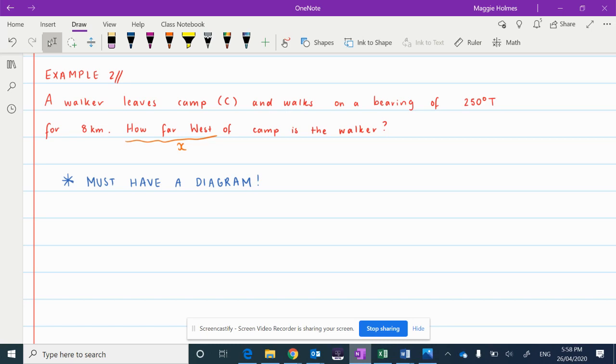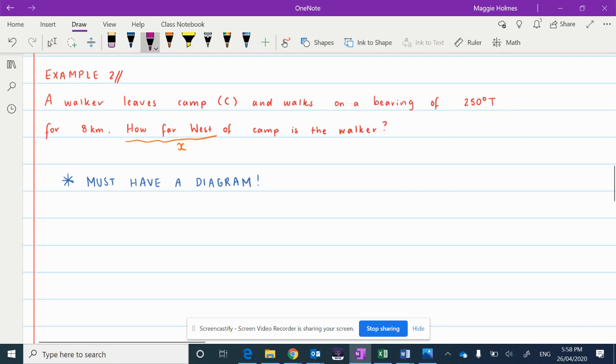Here's the first worded example for bearings in trigonometry. A walker leaves camp, point C, and walks on a bearing of 250 degrees true for 8 kilometres. How far west of camp is the walker? You'll see why I put an X there in a minute.